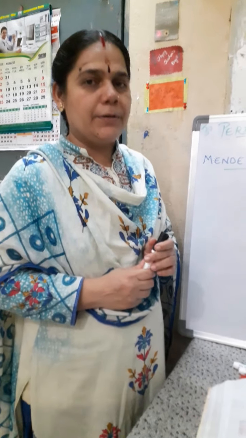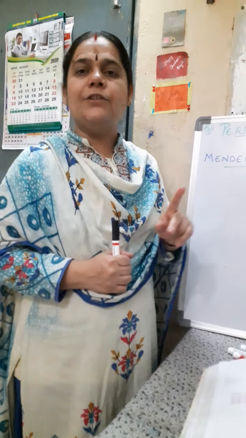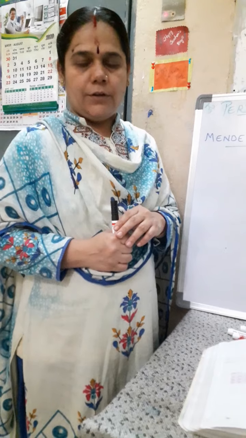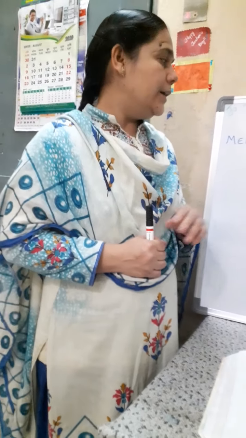So where did we stop? We were with the chapter periodic classification, and we discussed two important laws. One was the Dobereiner's triad and the other was Newland's law of octaves. So now today we'll discuss the next attempt made in the periodic classification of the elements, that is by Mendeleev. Okay, so today we'll talk about Mendeleev's periodic table.